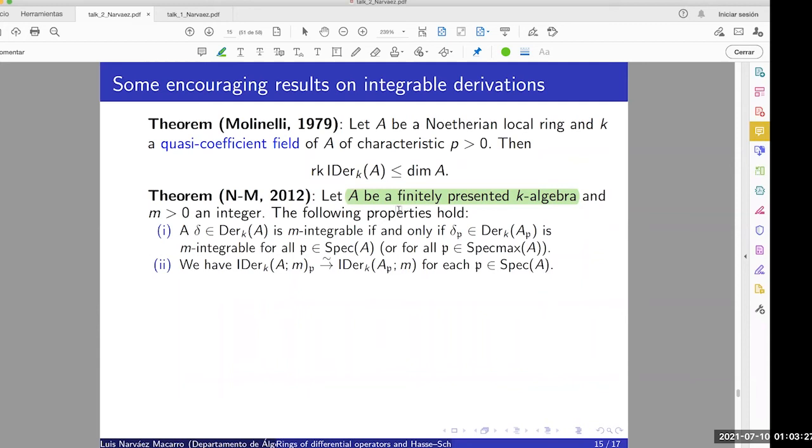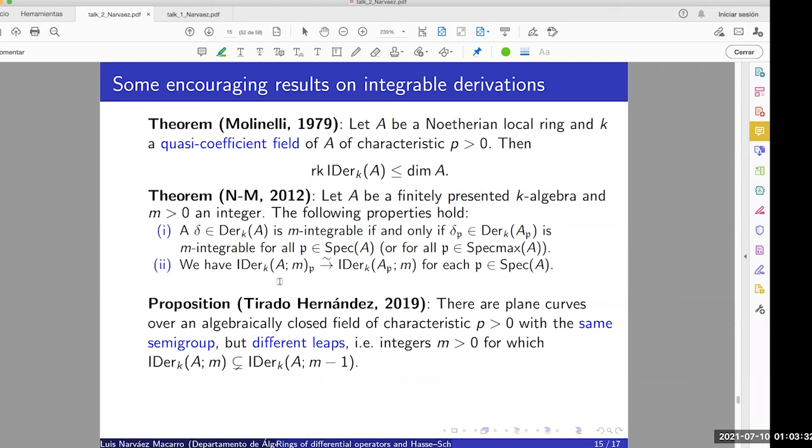And there are also some more recent results by Maripaz Tirado. Well, I am going to talk about two of these results. One is that, remember the sequence I mentioned about the different m-integrable derivations. Every time you have a strict inclusion, you say that there is a leap, okay? And so she proved that there are plane curves over an algebraically closed field of positive characteristic p that have the same semigroup. This is, let's say, a very usual invariant, but they have different leaps. Okay, so leaps are able to distinguish something that the semigroup is not able to do.